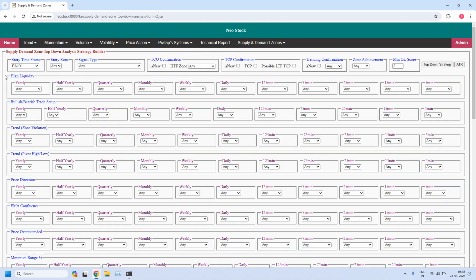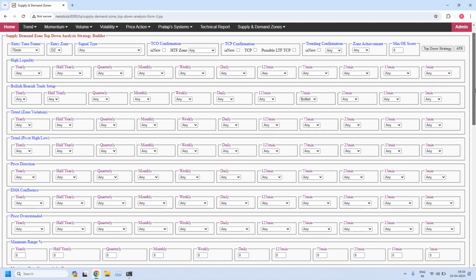For weekly income trade, the higher time frame is weekly, the intermediate time frame is daily, and the lower or entry time frame is 75 minutes. So I am selecting the entry time frame as 75 minutes. For bullish trade setup, we need to select demand zone. And in the bullish or bearish trade setup parameter, this time we are selecting the 75 minutes time frame. In the 75 minutes time frame, we are selecting bullish.